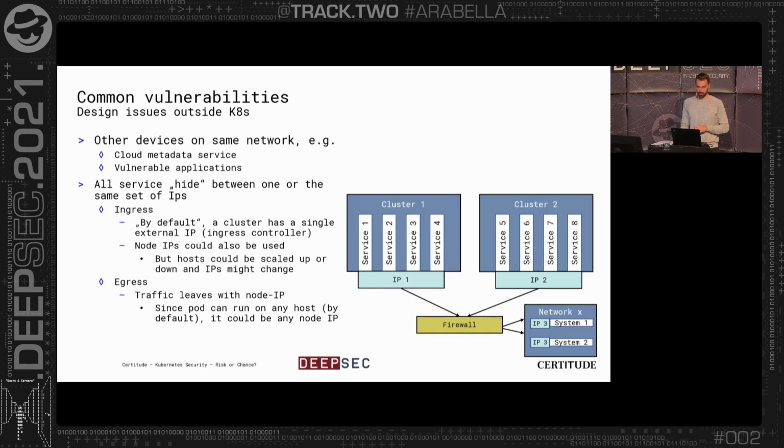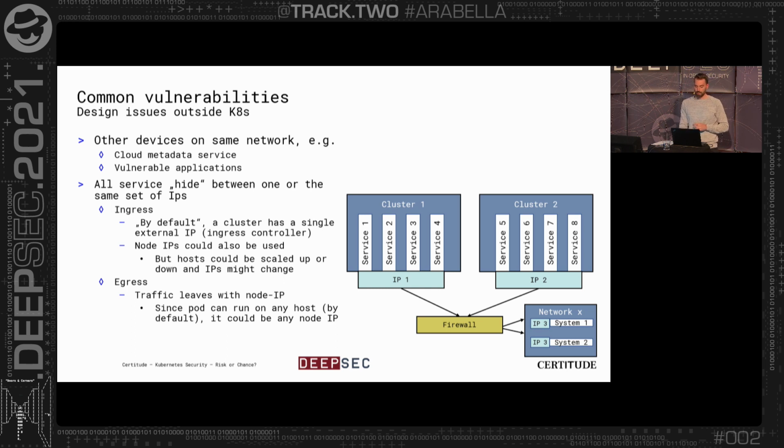There are some issues even outside the cluster. In most cloud environments, if you're running your Kubernetes in the cloud, then you might have a metadata service, which can be abused to get information about the cloud context and the cloud environment. Also, other vulnerable applications might be running on the network outside the cluster. So that's also an attack vector that needs to be considered.